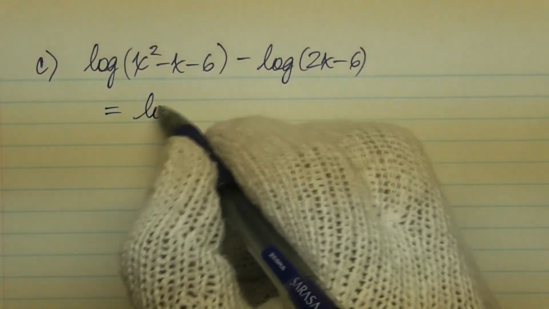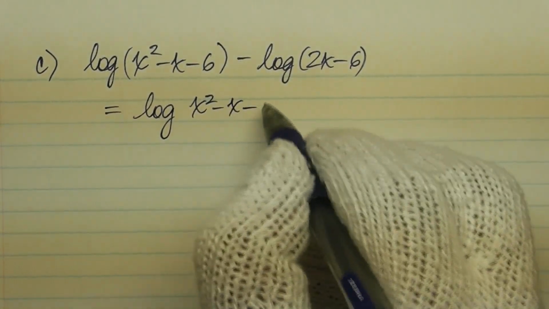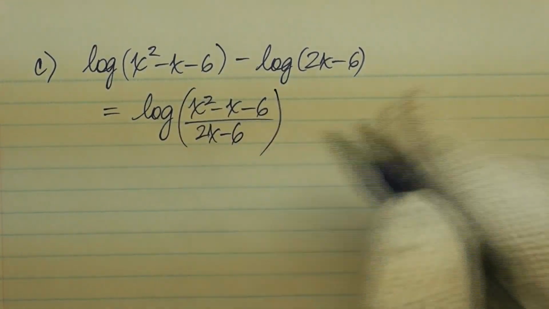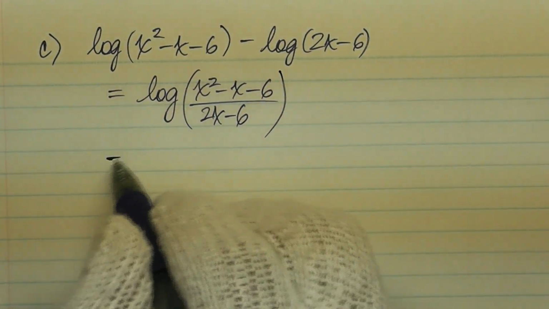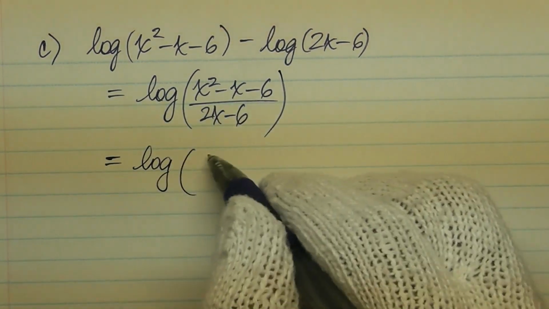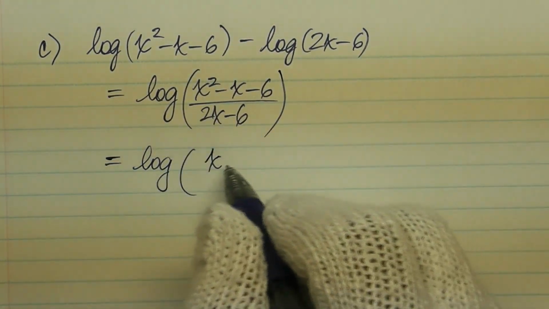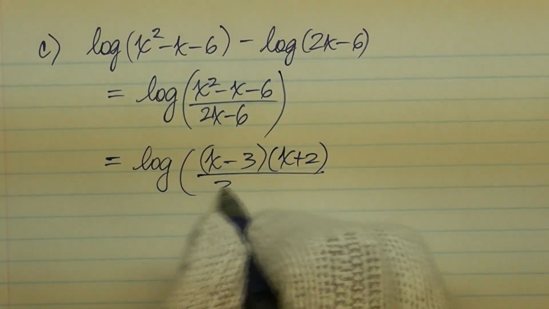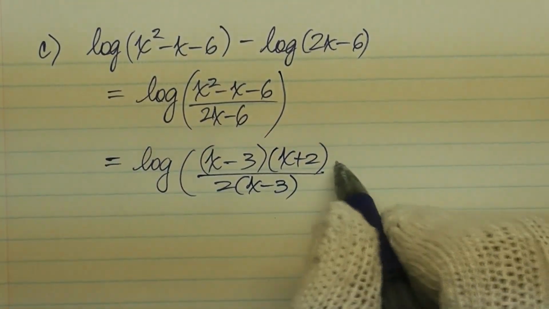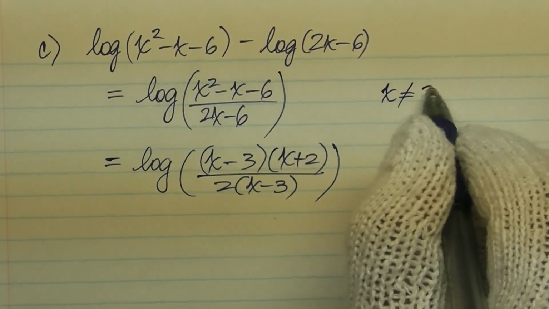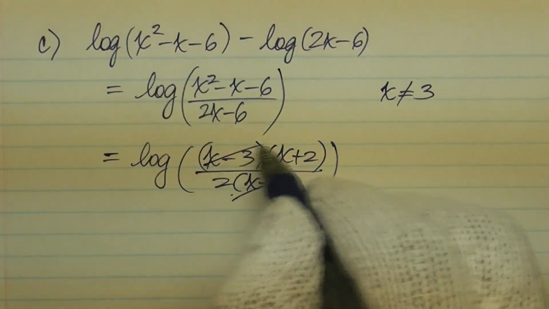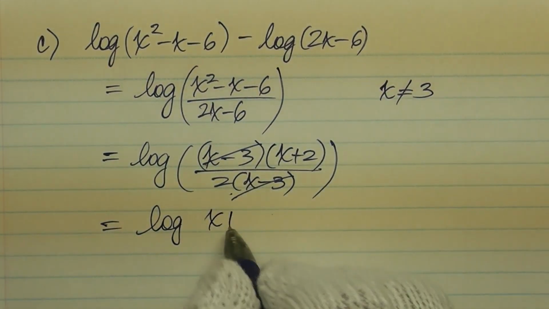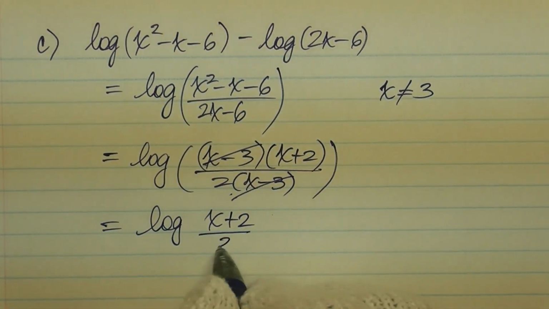So we can write that as log of (x squared minus x minus 6) over (2x minus 6). I'm going to factor the top: (x minus 3)(x plus 2), and on the bottom 2(x minus 3). So I've got a couple of restrictions. X cannot be 3. Now I can cancel, so that's going to give me log of (x plus 2) over 2.